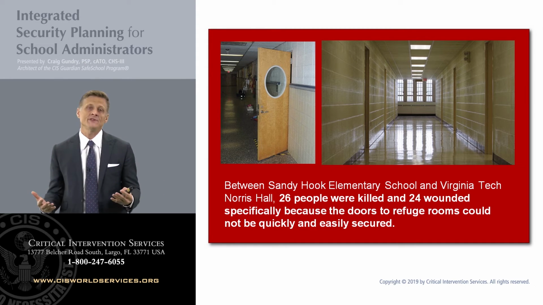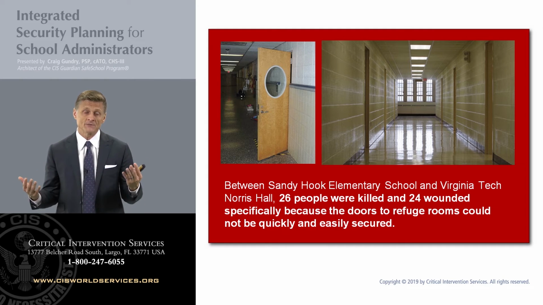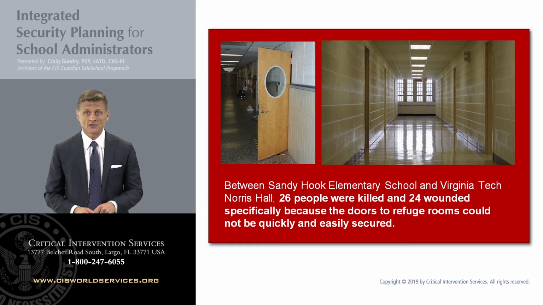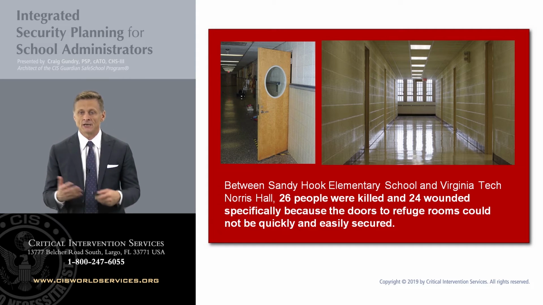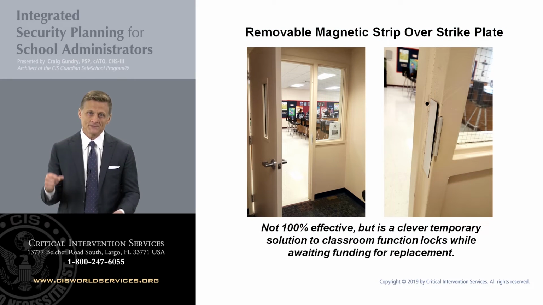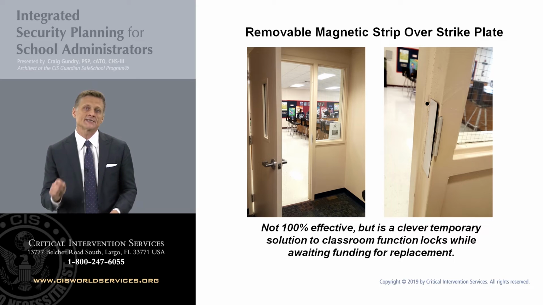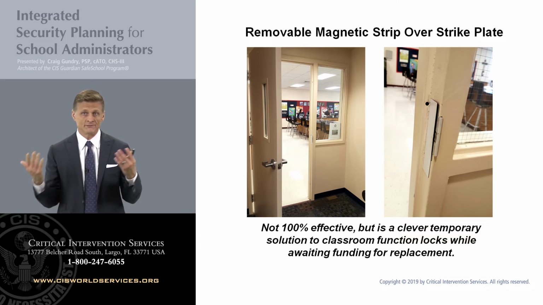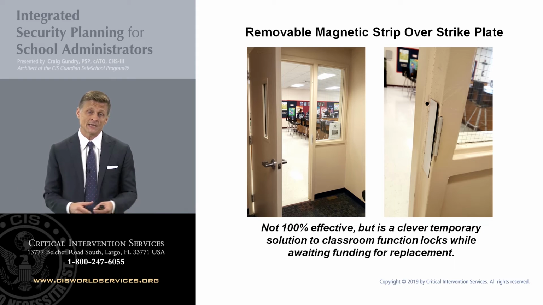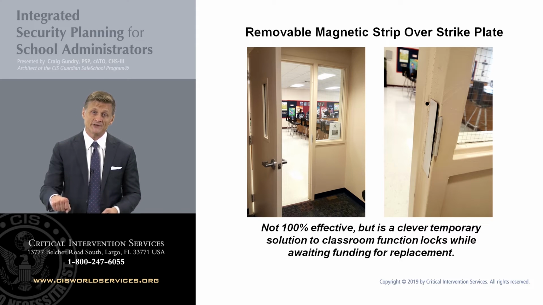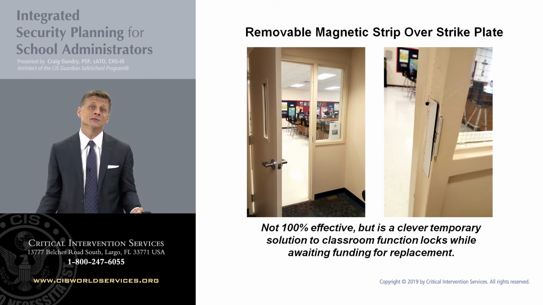Now, if you already have these types of locks installed on your doors and you do not have the budget to replace these locks quickly, there are maybe a few things that we can do to help mitigate this concern. One clever idea that was invented by one of our clients was to take a magnetic strip and place it over the strike plate on the door, and then keep all the doors in a locked state all the time. This way students can freely move in and out of classrooms during class change periods or when going to the restroom, this kind of thing. And then if an imminent threat alert is issued, all anybody has to do is pop the door open a couple of inches, rip that strip off, close the door, and it's locked.